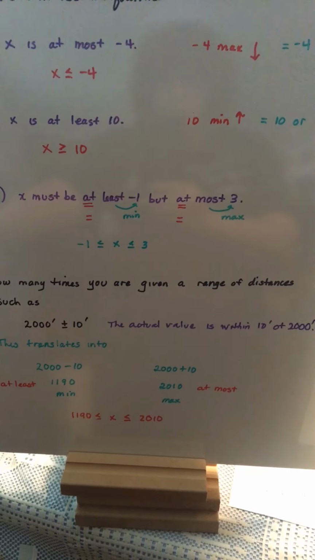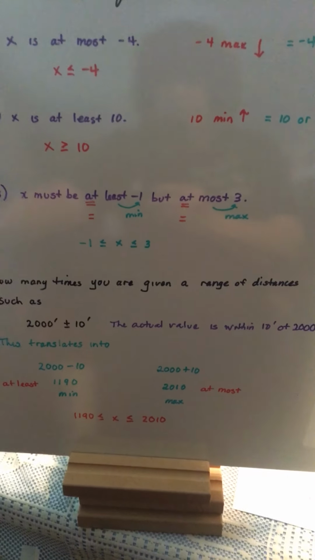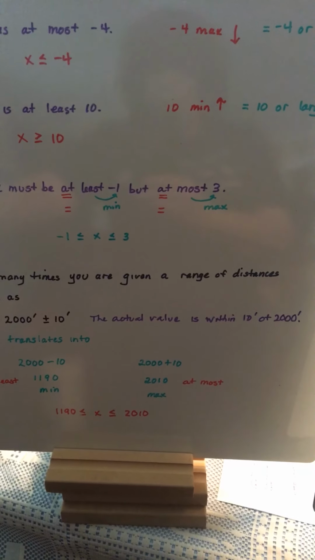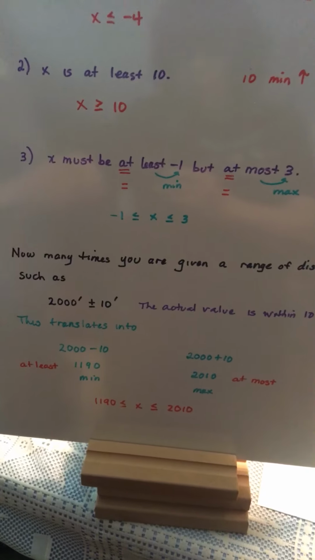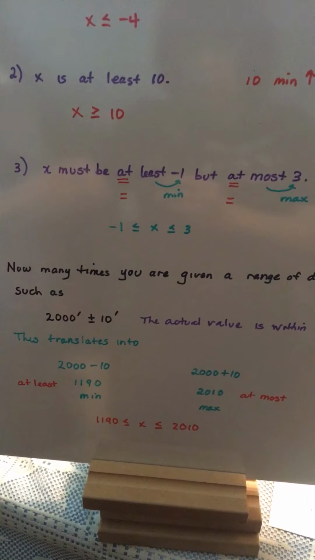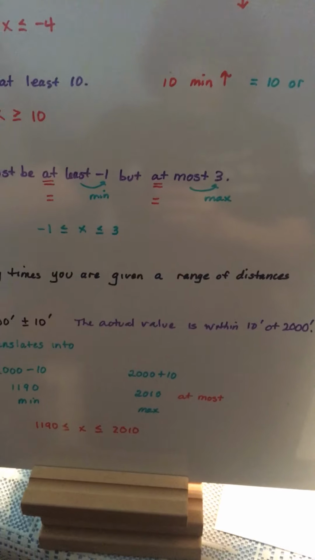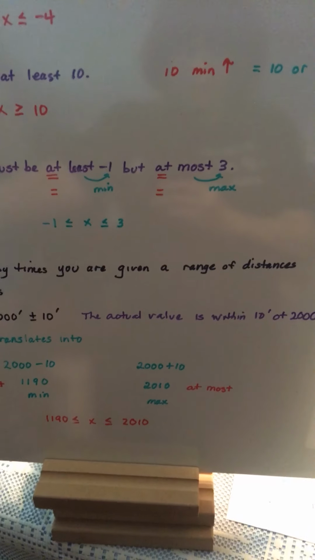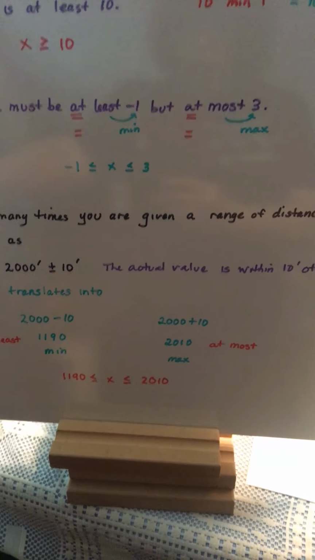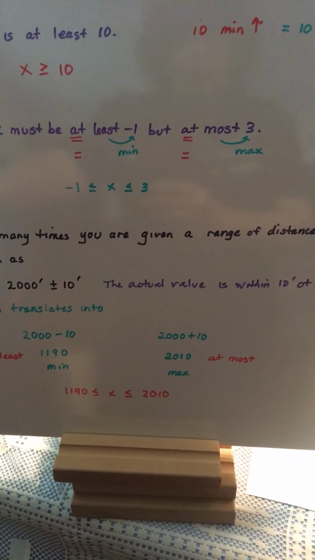Now, many times you are given a range of distances, such as, 2,000 feet plus or minus 10 feet. They give you an error that you can have. So the actual value has to be within 10 feet of 2,000. This translates into I can be 2,000 minus 10, which would be 1,990 feet. So I have to be at least that. That's the min I can be. What's the most I can be? 2,000 plus 10, which is 2,010 feet is our max, and it's at most. So where will my answers be? Somewhere between those two numbers would be legitimate.